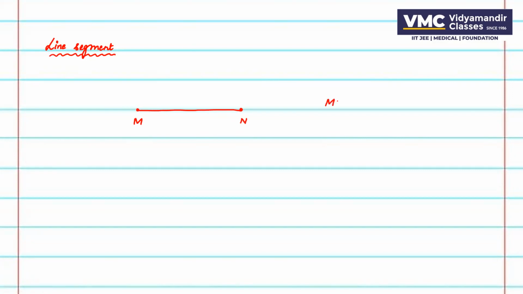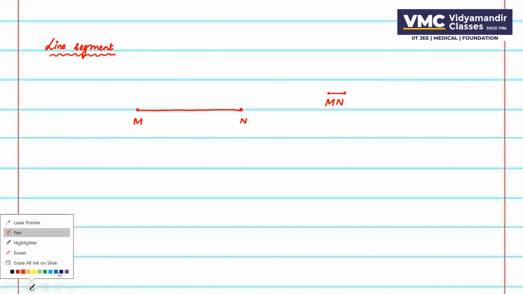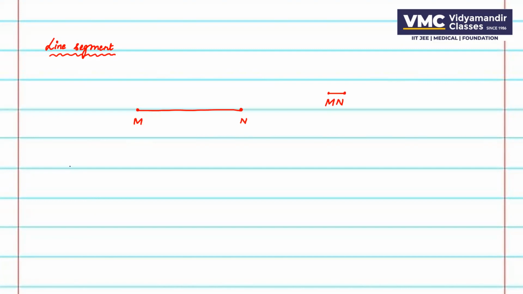So how can I denote a line segment? MN with a line segment symbol over it. So we can note down that a line segment is a part of a line with two endpoints.